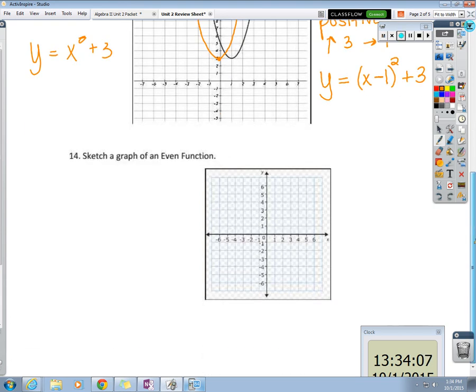Okay, number 14. Sketch a graph of an even function. What does it mean to be an even function?